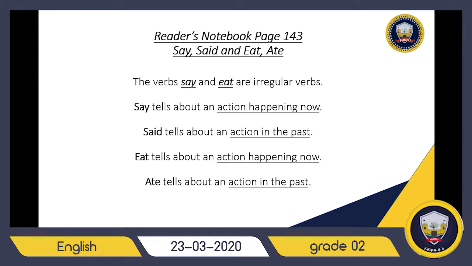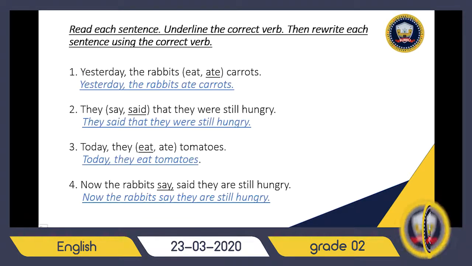So on page 143 you have to read each sentence, underline the correct verb, then rewrite each sentence using the correct verb. So I have solved this page for you. I want you to try it by yourself. So just take 5 minutes, pause this video. Do not look at my answers. Try to answer these questions by yourself. Try to find out the verbs. And after 5 minutes, you can come to this page again and check your answers.